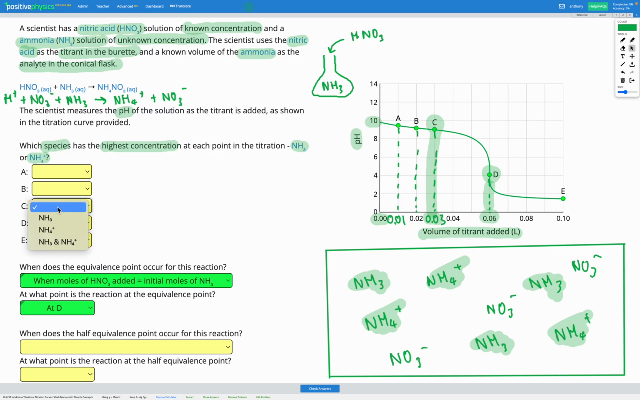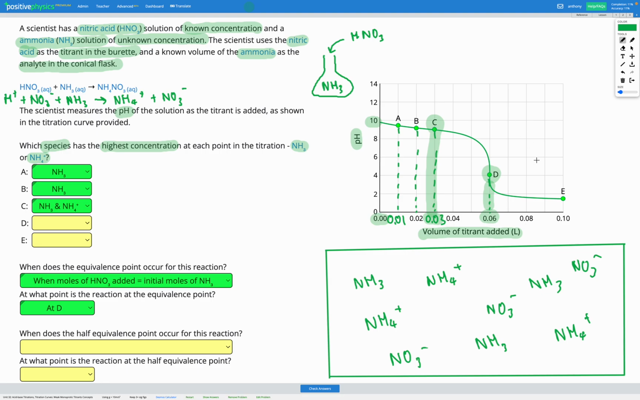So at point C, I've got equal amounts of NH3 and NH4 plus. Before that, I had more NH3. Some of it had started to react to form NH4 plus, but we still had more NH3. To get to point D, we have to add the rest of the HNO3 so that all of our NH3 is reacted. So I've got 3 NH3s left, so I'm going to add 3 HNO3s. Again, since it's a strong acid, they're going to be split up into H plus and NO3 minus.